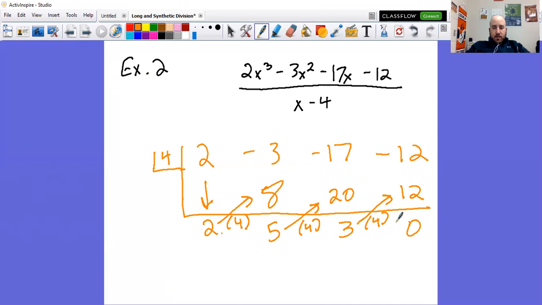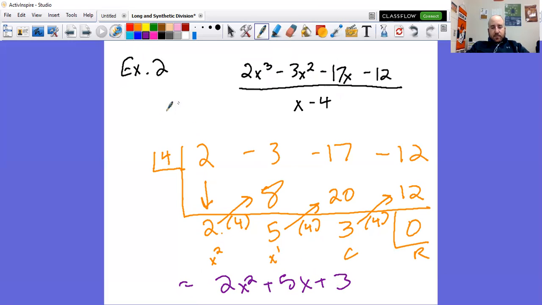All right. So I've gotten to my last number. When I do my math here, this is 0, which is key. So I have a 0 for a remainder. Maybe you want to do this in different colors just so you don't get confused by the 4s and parentheses, but 3 is my constant. 5 goes on x to the first, 2 goes on x squared. So when I divide 2x cubed minus 3x squared minus 17x minus 12 by x minus 4, I get 2x squared plus 5x plus 3 as my final answer.